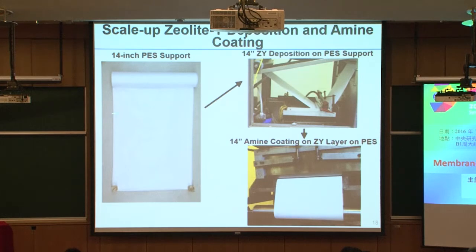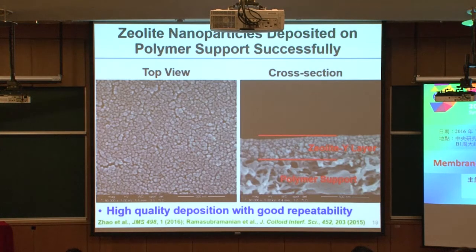So here we have this 14 inches wide polyether sulfone porous substrate. We can deposit the nanoparticle here. Okay, going on. And then after that we coat a layer of amine containing polymer on top of the nanoparticle layer that we deposited. Okay, then that's how we make a membrane.